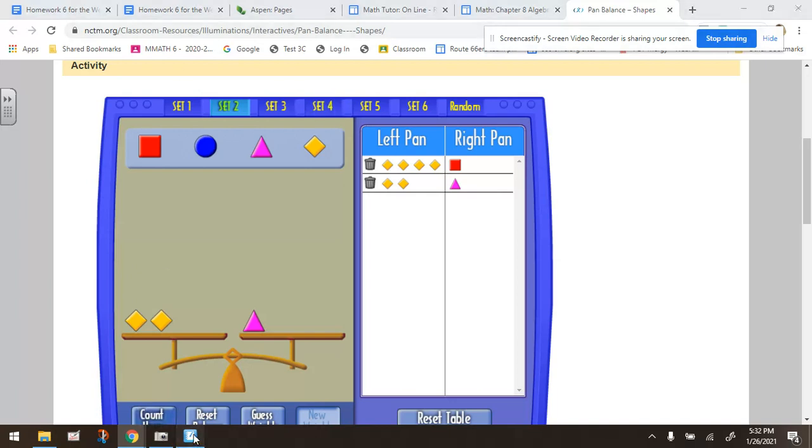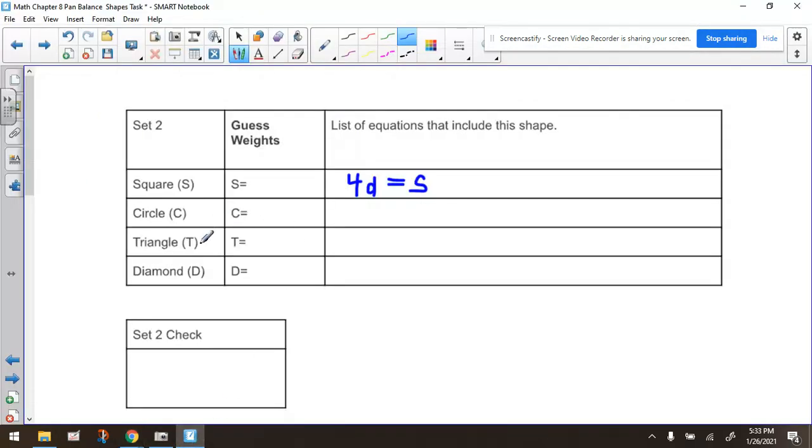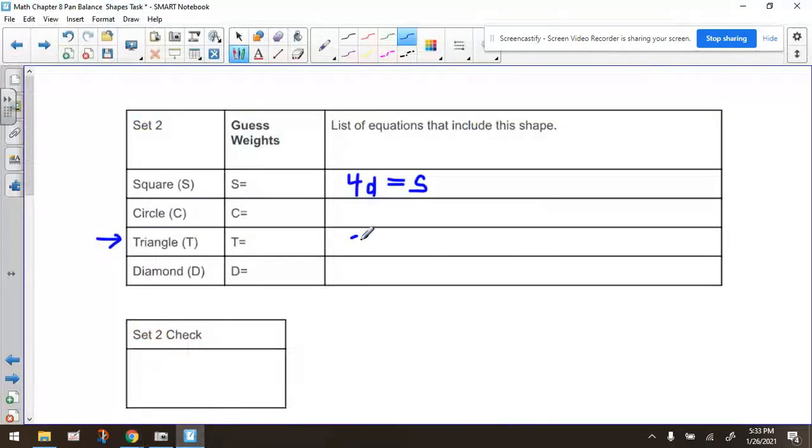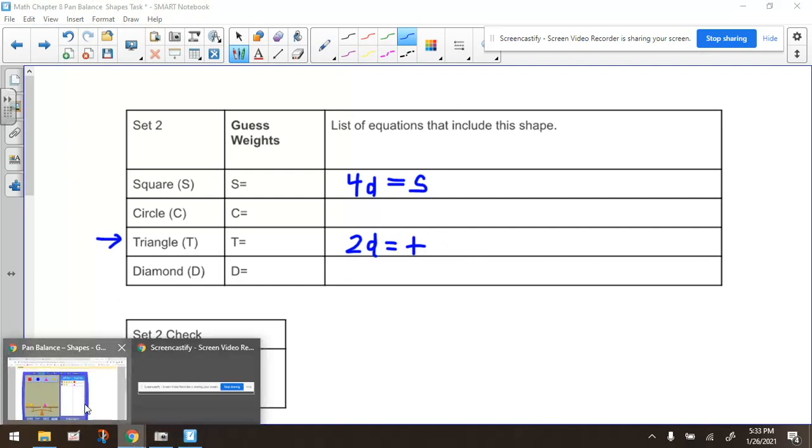Let's go back to the application, and how about we fill in one right here? So we'll fill in this one for triangle. So let's look again and see what the equation was. It's 2 diamonds equals 1 triangle. All right, now let's try to get a few more equations going.